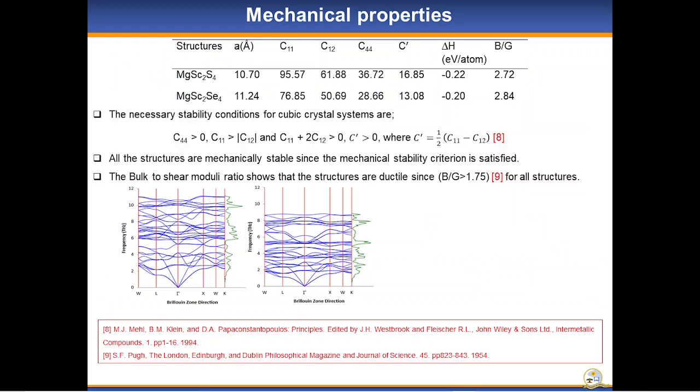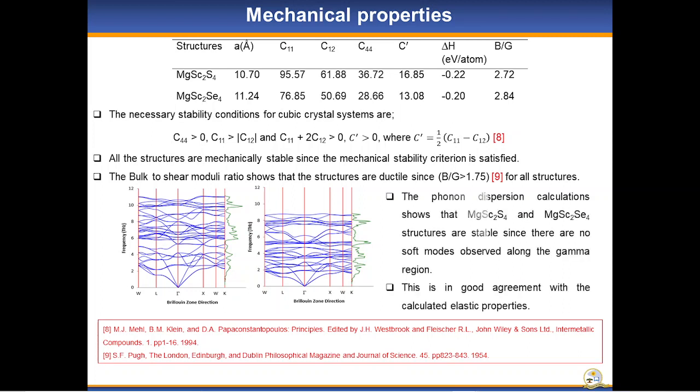In this table, we have lattice parameters, elastic constants, heats of formation, and the bulk to shear ratio. The calculated elastic constants are mechanically stable since they satisfy the stability conditions for a cubic system. If the bulk to shear ratio is greater than 1.75, the structure is considered to be ductile. Hence, all the structures are ductile.